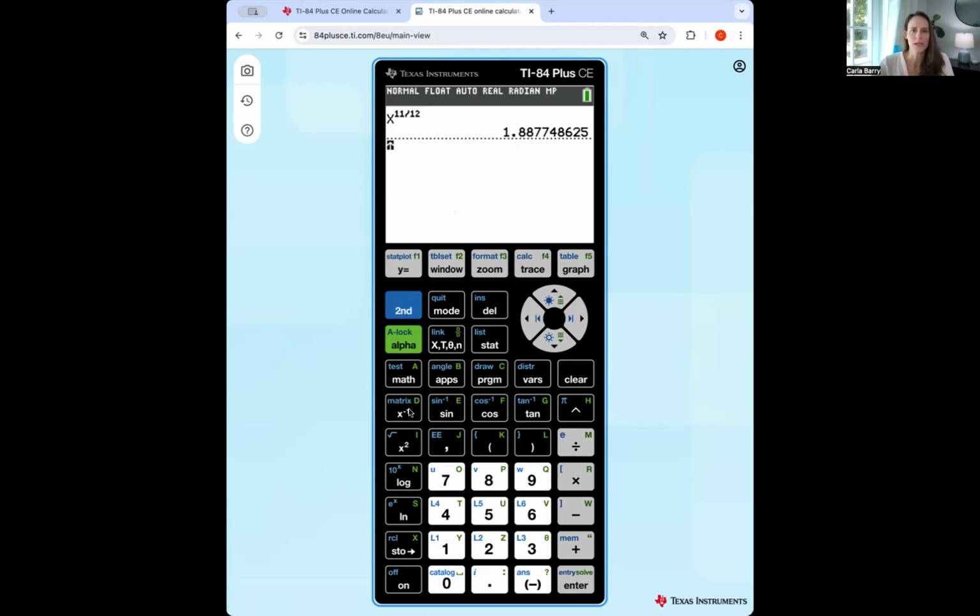So for answer choice, oops, there, 1.88. So I'm going to go math, and then the nth root, and we're going to say 12. And then x to the 132 power, and that does not equal it, right? Then we're going to try answer choice B, and I'm going to say 144 x to the 132. It does equal it. So we know answer choice B is equal.